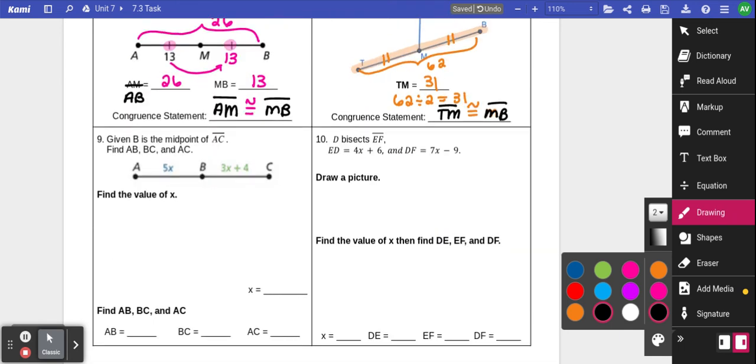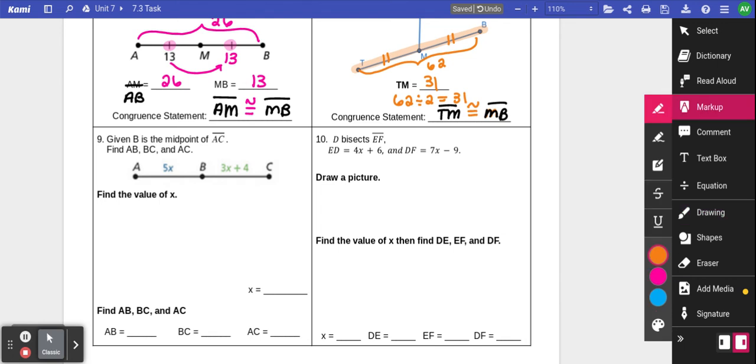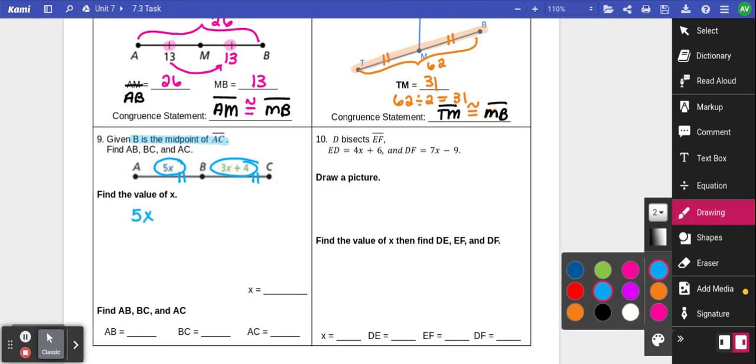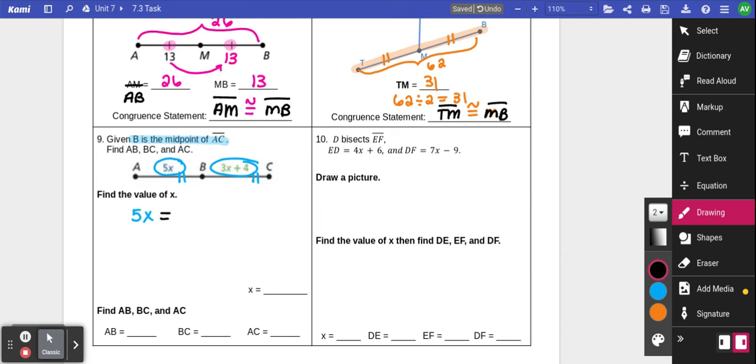Next, let's look at this problem. It says that B is the midpoint of AC. Now, if B is the midpoint of AC, then that means that this piece has to be the same as this piece of the segment. That means that these two lengths have to be equal. So we could say that 5x is equal to 3x plus 4.